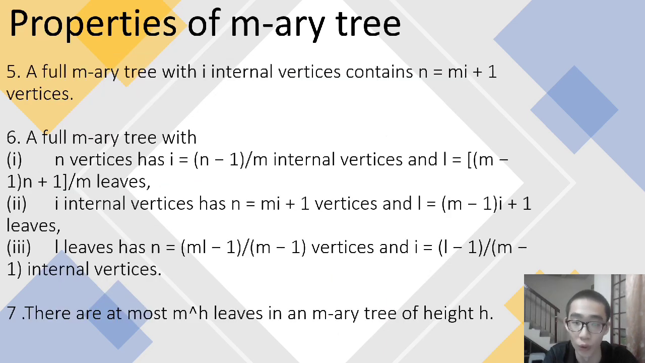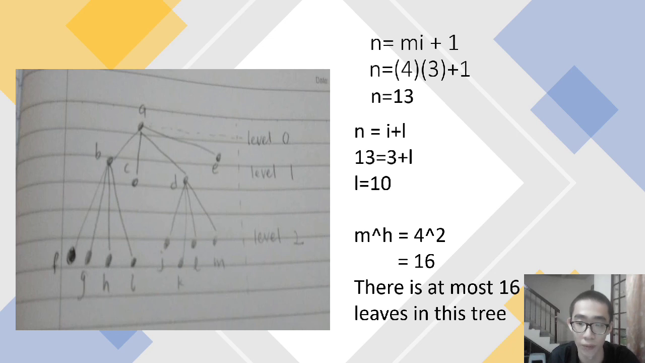Next, we will look into the properties of the M-array tree. A full M-array tree with i internal vertices will contain n equals mi plus 1 vertices. I know it looks very complicated, but we will look at an example later to understand these properties better. And the last one, there are at most m to the power h leaves in an M-array tree with a given height of h.